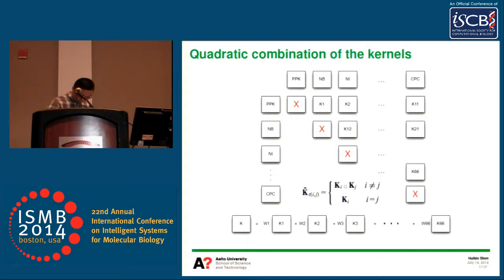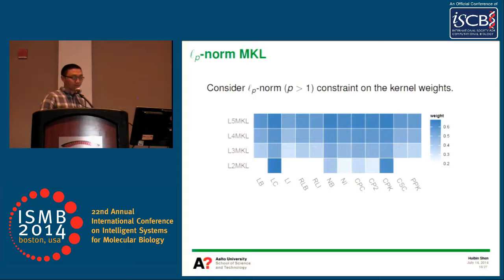The third way we consider is this: we have the weights, and we put a norm constraint on the weights. We consider different norms: L2, 3, 4, 5. The intuition is that with a higher norm constraint, the weights become denser and denser. Here it shows that with a very high norm constraint on the kernel weights, you have a very dense combination of kernel matrices.